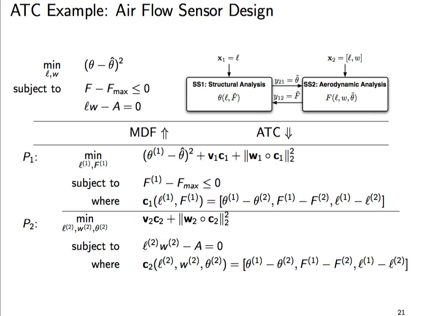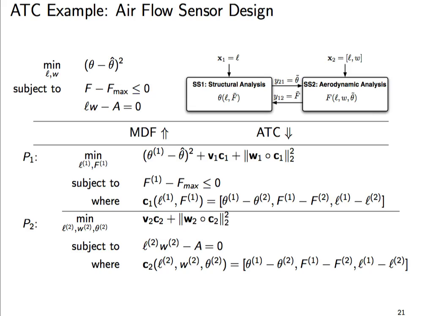In subproblem 1, we seek to minimize the system objective function along with augmented Lagrangian penalty function. There are two optimization variables. L superscript 1 is a local copy of a shared design variable, and F superscript 1 is a local copy of a coupling variable. Here we include the drag force constraint as a local design constraint in subproblem 1.